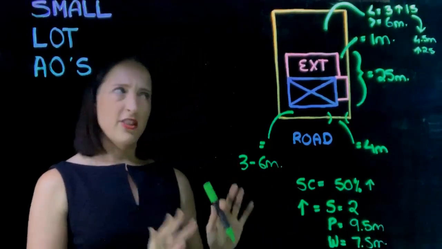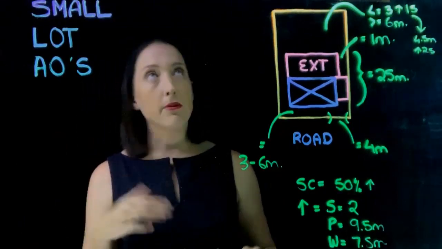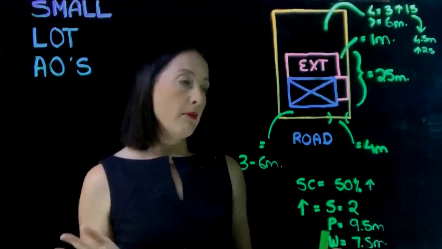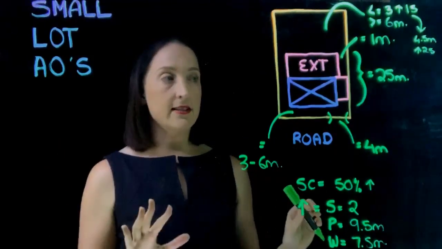Okay, so I think that covers all the key rules. There are a heap of other rules, like you've got to recess your garage 1 metre from the front of the house if it's a double garage, blah, blah, blah. But they're the key ones that come up on each and every job that you need to consider.